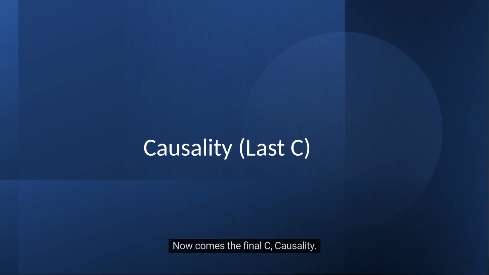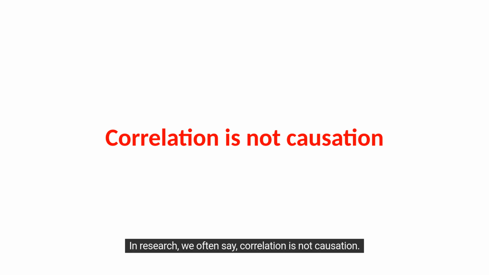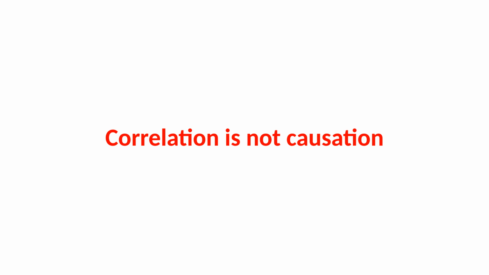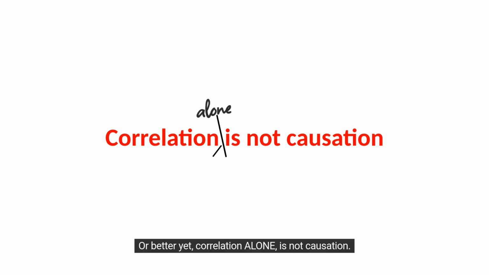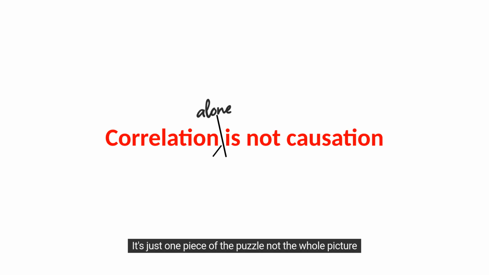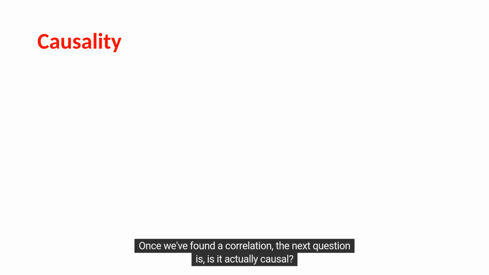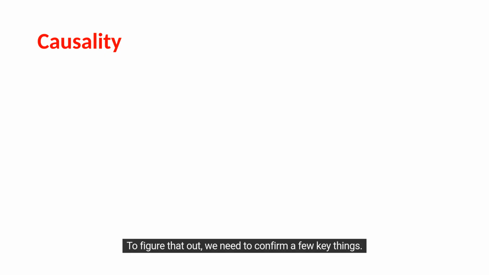Now comes the final C, causality. In research, we often say correlation is not causation. Or better yet, correlation alone is not causation. It's just one piece of the puzzle, not the whole picture. Once we've found a correlation, the next question is, is it actually causal? To figure that out, we need to confirm a few key things.